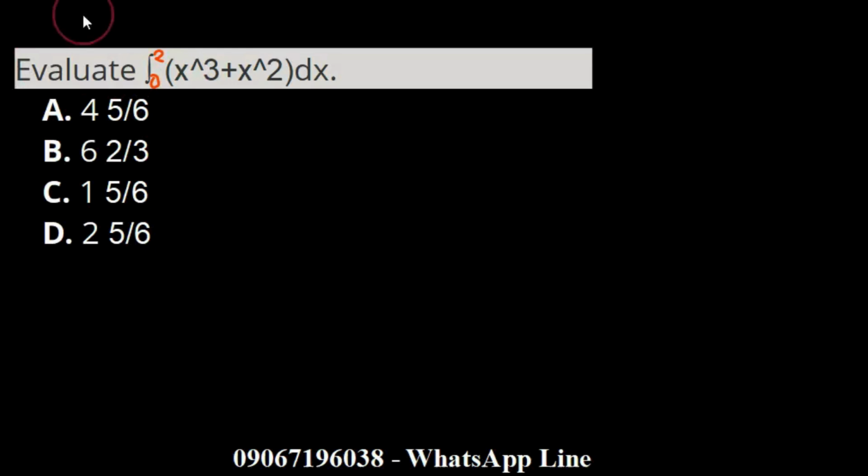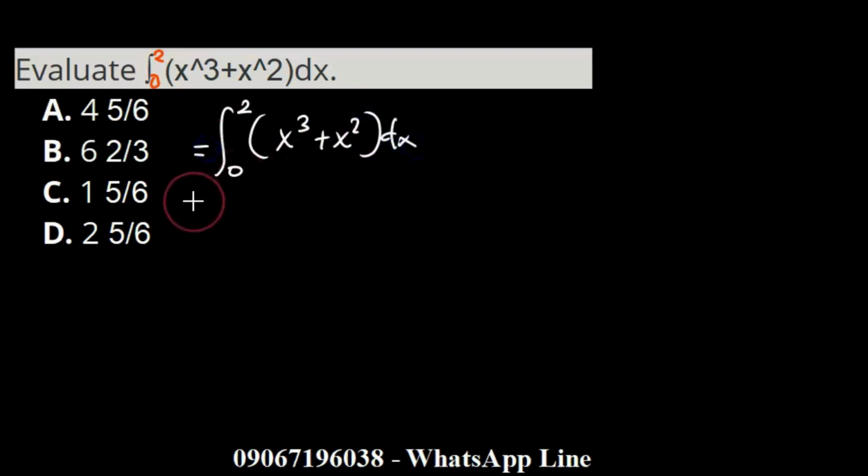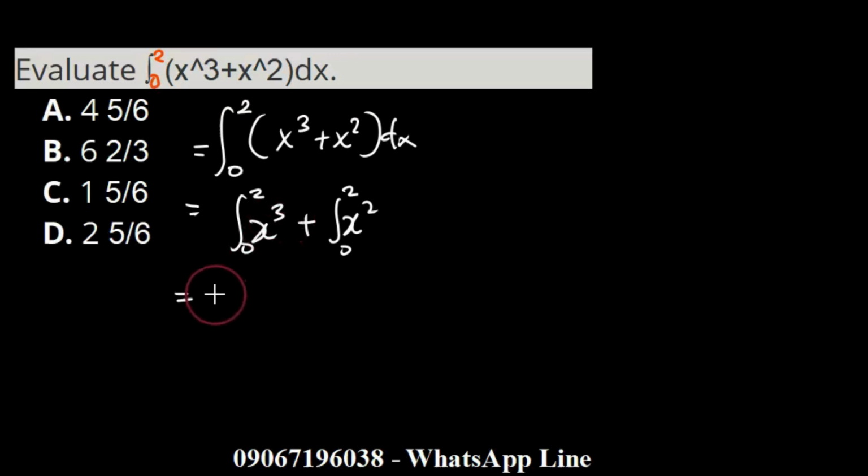Looking at this, we write this question as the integral with upper boundary 2 and lower boundary 0 of x cubed plus x squared. So what we're going to do from here, we can integrate this. So this is going to become the integral of x cubed plus the integral of x squared, between the boundaries of 2 and 0. So what this means here is, what do we integrate? If we integrate x cubed, we have x.